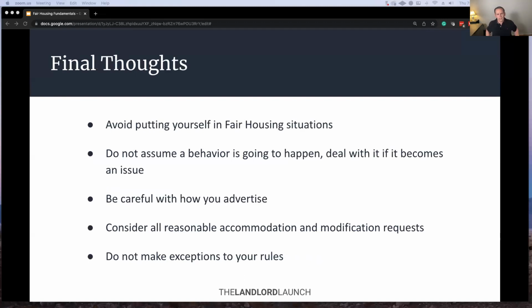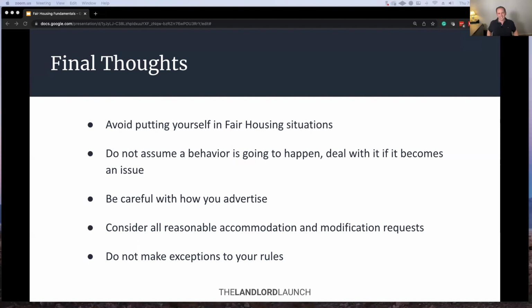Never good. Okay, so wrapping up here, final thoughts. Again, the best way to deal with this is avoid putting yourself in these fair housing situations in the first place. Build all this stuff into your processes and your procedures. One thing I like to say is do not assume behavior is going to happen. If it does happen, then deal with it, but don't assume it, because that's where we start getting into those restrictive rules and those types of things.